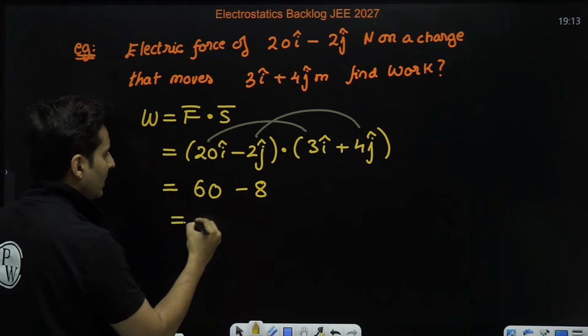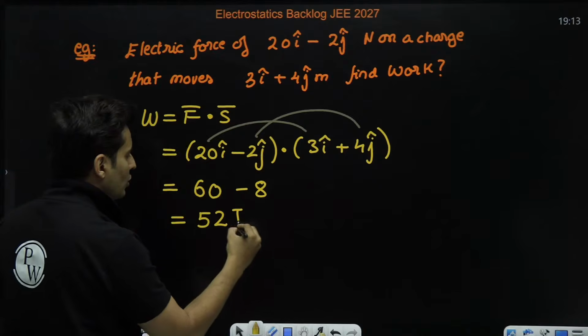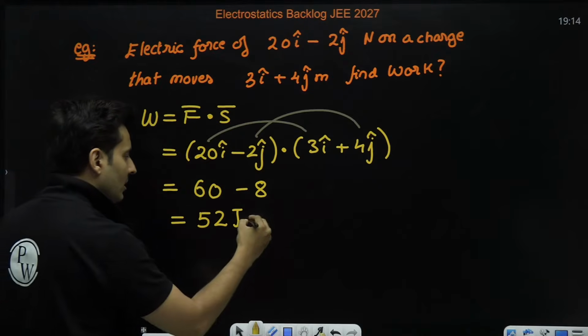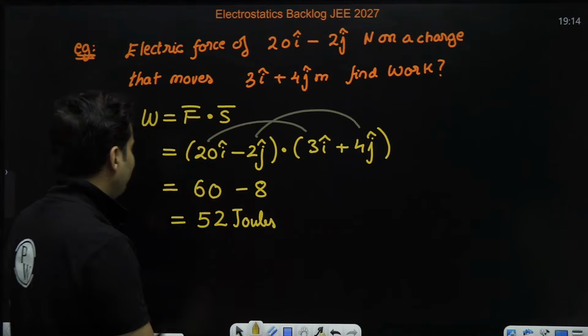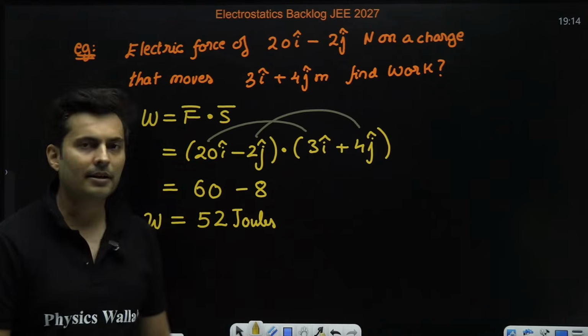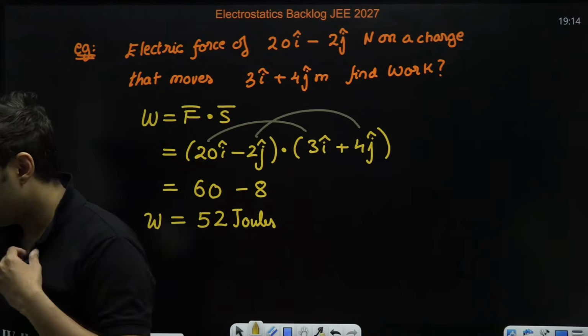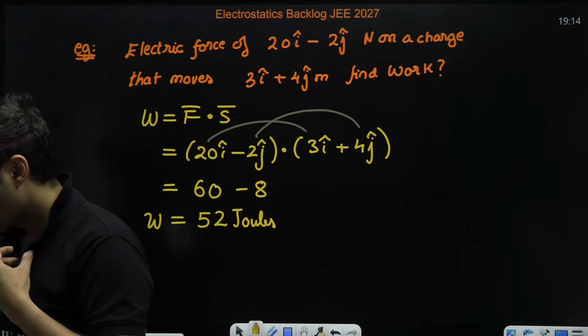So this will be nothing but 52 joules of work. So this is nothing but 52 joules of work that has been done by the electric force. Very straightforward. Okay.